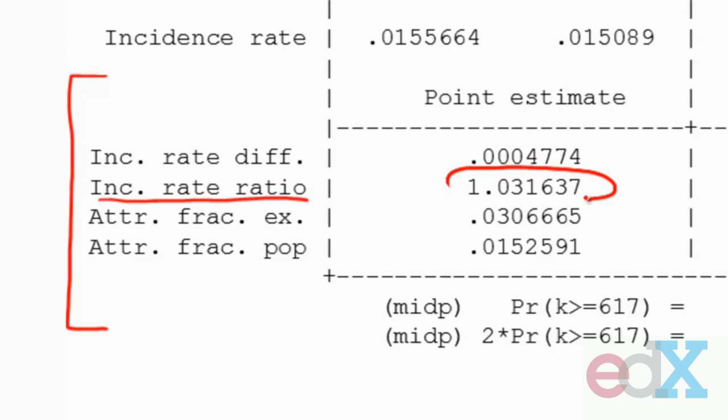The incidence rate ratio in this study is 1.03. That means that people who smoke have 1.03 times the rate of developing CHD compared to non-smokers. So we see a slightly higher risk of CHD among the smokers compared to the non-smokers. Not a huge increase in the rate of developing disease, but there still is a small increase.